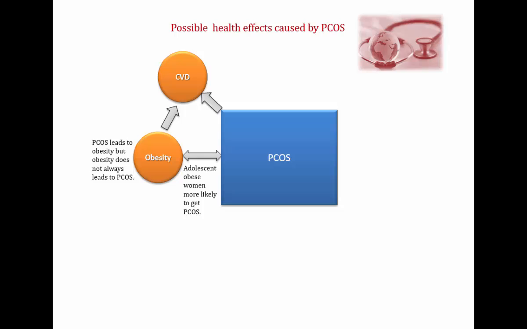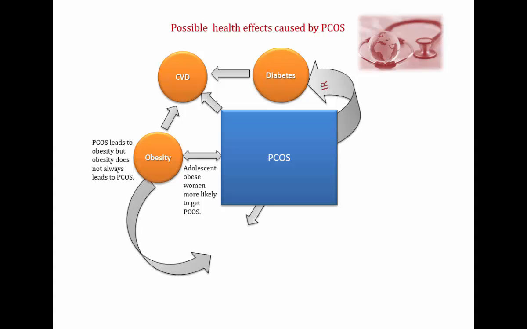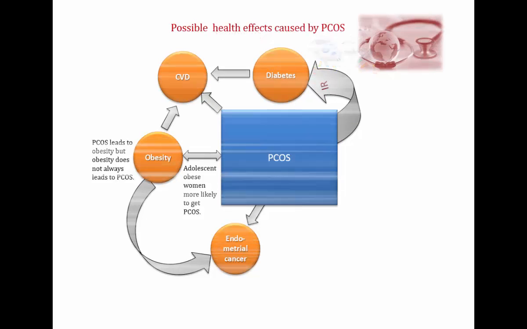Actually, obesity is not the only characteristic feature. Maybe some genetic factor is responsible. Then insulin resistance leads to diabetes, and diabetes is linked with CVD, we all know. Then obesity and PCOS can lead to endometrial cancer.